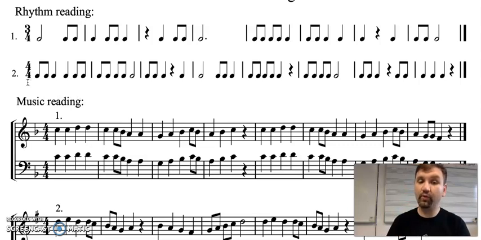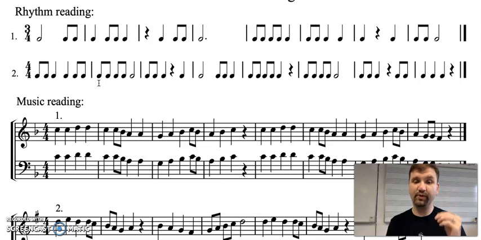Now we're in 4/4. 4/4, the top number again means 4 beats per measure this time instead of 3, and the bottom number means that the quarter note gets the beat. So this would be 2 eighth notes, 1 and, 2, 3, 4 and. So again, the first measure is 1 and, 2, 3, 4 and.